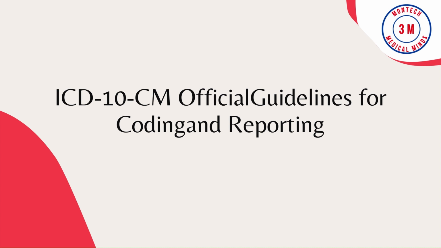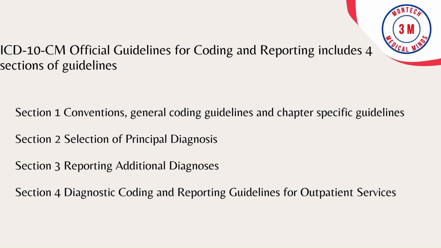ICD-10-CM Official Guidelines for Coding and Reporting. ICD-10-CM Official Guidelines for Coding and Reporting includes 4 sections of guidelines. Section 1. Conventions, General Coding Guidelines, and Chapter-Specific Guidelines. Section 2. Selection of Principal Diagnosis. Section 3. Reporting Additional Diagnoses. Section 4. Diagnostic Coding and Reporting Guidelines for Outpatient Services.